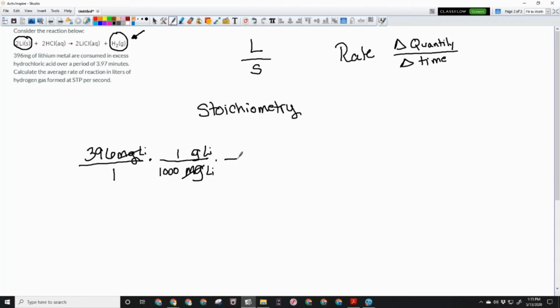Now we want to take this grams of lithium and convert it to... this is stoichiometry, remember, so we're going to have to get to hydrogen somehow. The only way we can do that is a mole to mole comparison. So we want to get rid of the grams of lithium and convert it to moles of lithium. So 1 mole is how many grams?